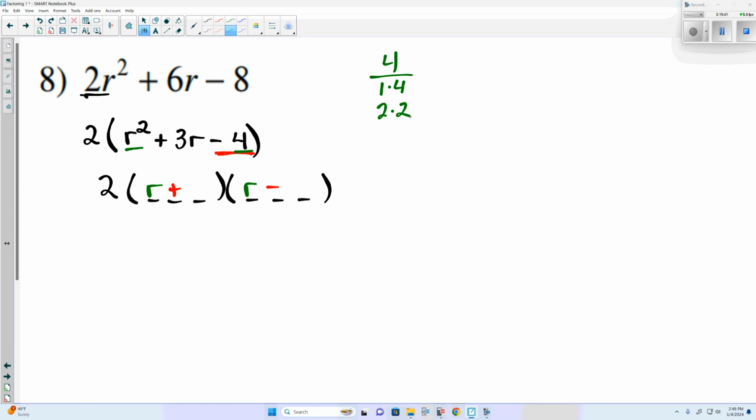Now, the factors of 4 are 1 and 4 or 2 and 2. Which one do we want to try first? 1 and 4. Okay.